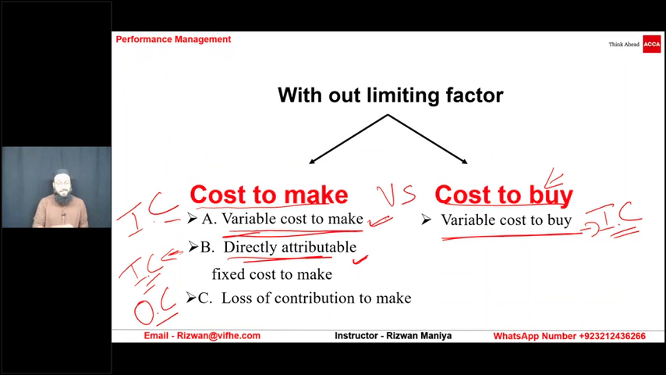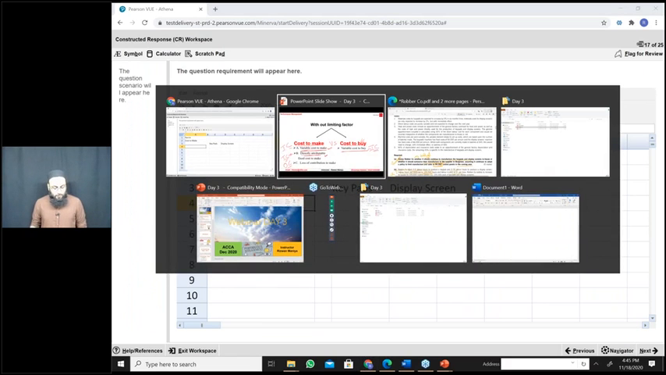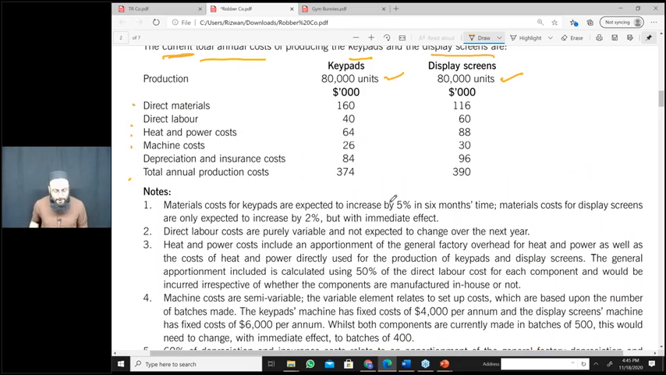So we are first calculating cost to make, and the points written here say first work out variable cost to make. So let's search for variable cost to make first. Going back to the question, now you tell me quickly, is direct material a variable cost? Let me see what answers you are giving. Yes, it's a variable cost. Is direct labor a variable cost? Yes, it is a variable cost. Okay, so let's start with these two first.